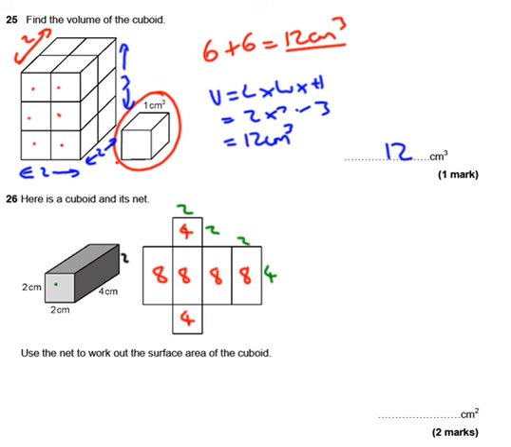So the total surface area is the total area of all the faces. We're going to have 2 4s and we're going to have 4 8s. So 8, 16, 24, 32, 32 add 4 is 36, add another 4 is 40. The units are given, so the total surface area is 40 centimeters squared. That is quite a challenging question.